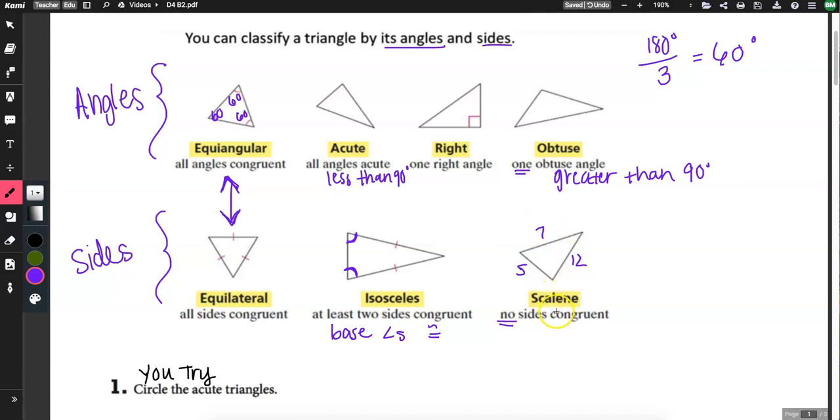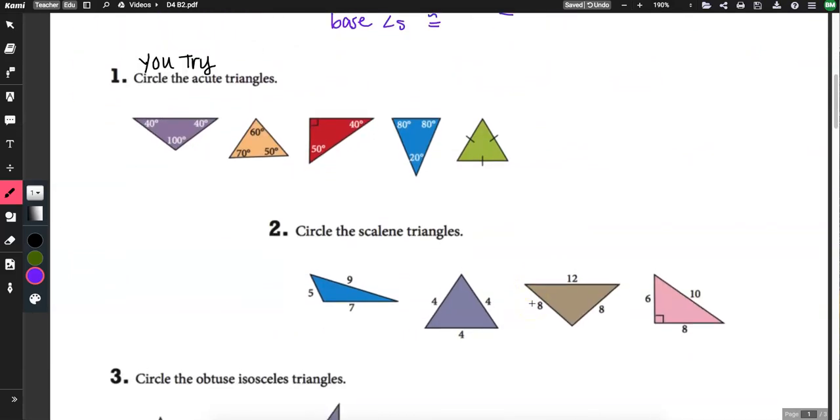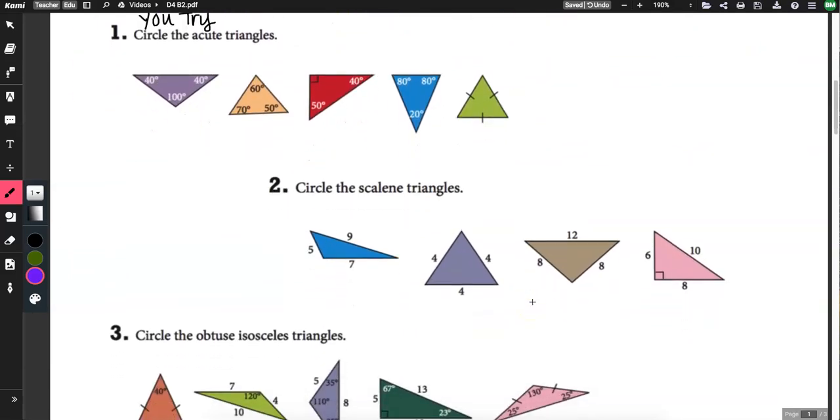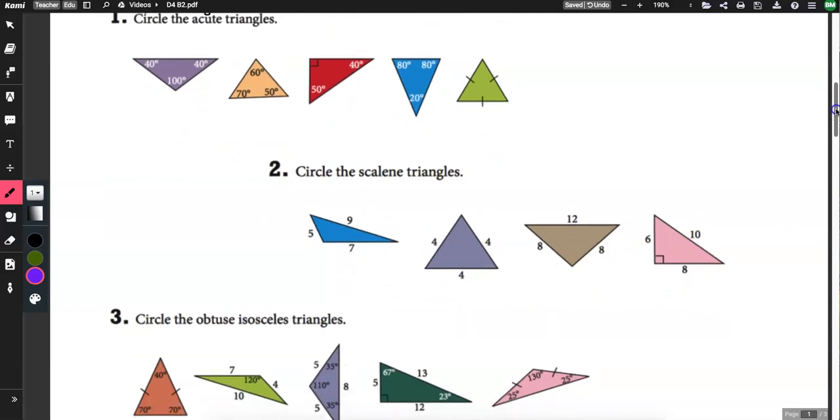Okay, so now you have all the vocab. See if you can classify some on your own. So I want you to try number 1, 2, and 3 here. Let me scroll down a bit. So you're going to circle the acute triangles, scalene, and obtuse within each set. So try those on your own and then see how you did.